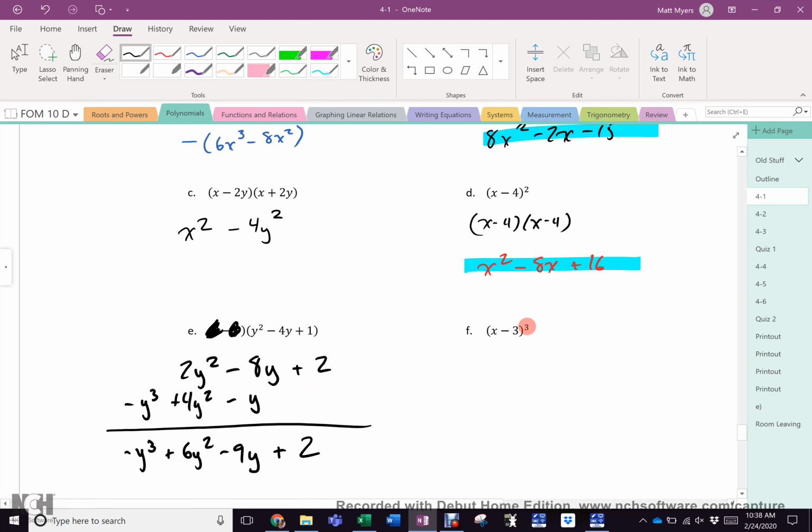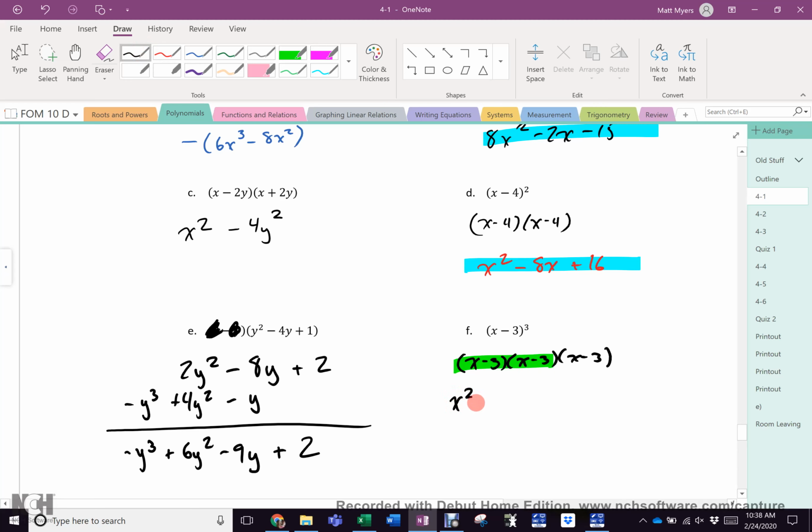What does that little 3 do to a base? How many bases do I need to do this question? 3. So I need x minus 3, x minus 3, and x minus 3, don't I? So I got to do this first, don't I? Can I do the shortcut there? Sure I can. What do I get?